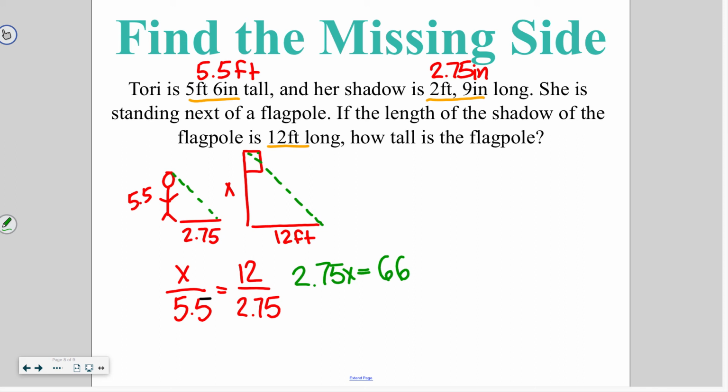So now, in order to solve the problem, I need to divide by 2.75, which is going to give me a final answer of 24 feet. So I divided by 2.75 and got a final answer of 24 feet.